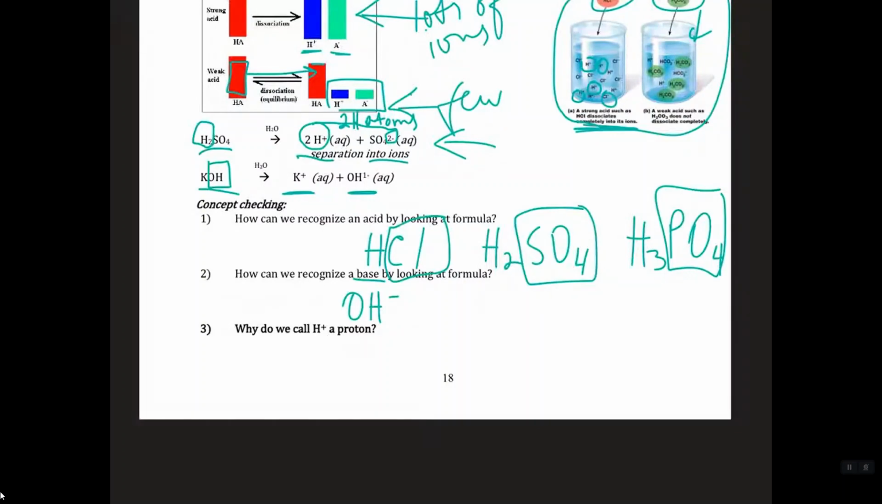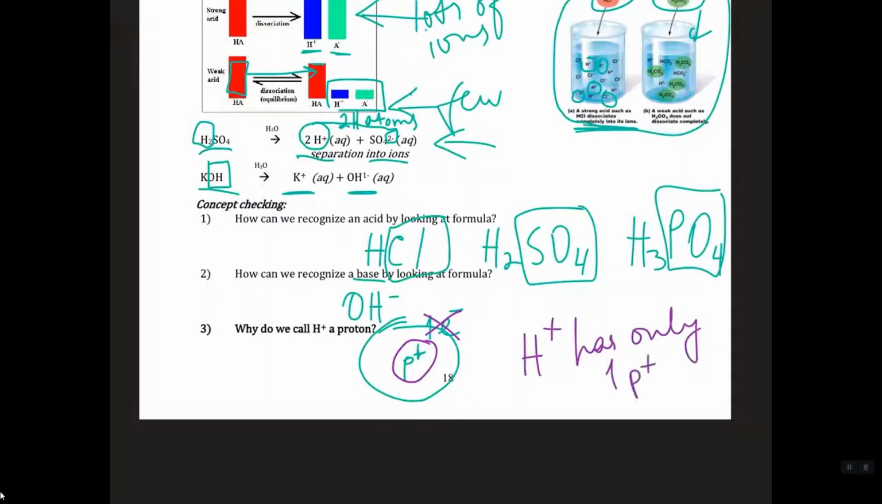Why do we call hydrogen ion a proton? Because we have proton in the center that makes up a nucleus, and then we have one electron that orbits around. If you take away an electron, there is nothing else left except proton. So hydrogen ion has only one proton and nothing else.